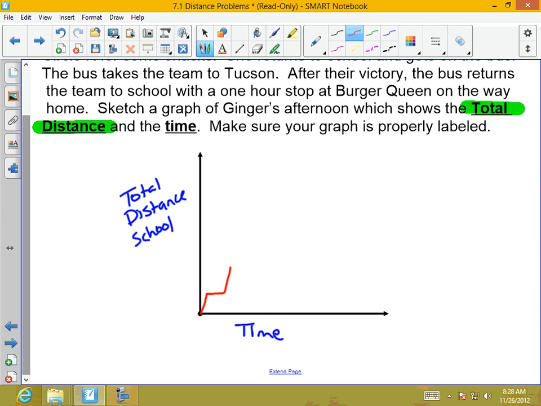When she gets back to school, where does she go? She gets on the bus, right? So here, I'm just going to show a short little line: I got on the bus. Now, where does she go from there? She goes to Tucson. Make sure that line is bigger than your Circle K line. Does she spend time in Tucson? Yep. After Tucson, she goes back to school, stops at Burger Queen, keeps on going back to school.